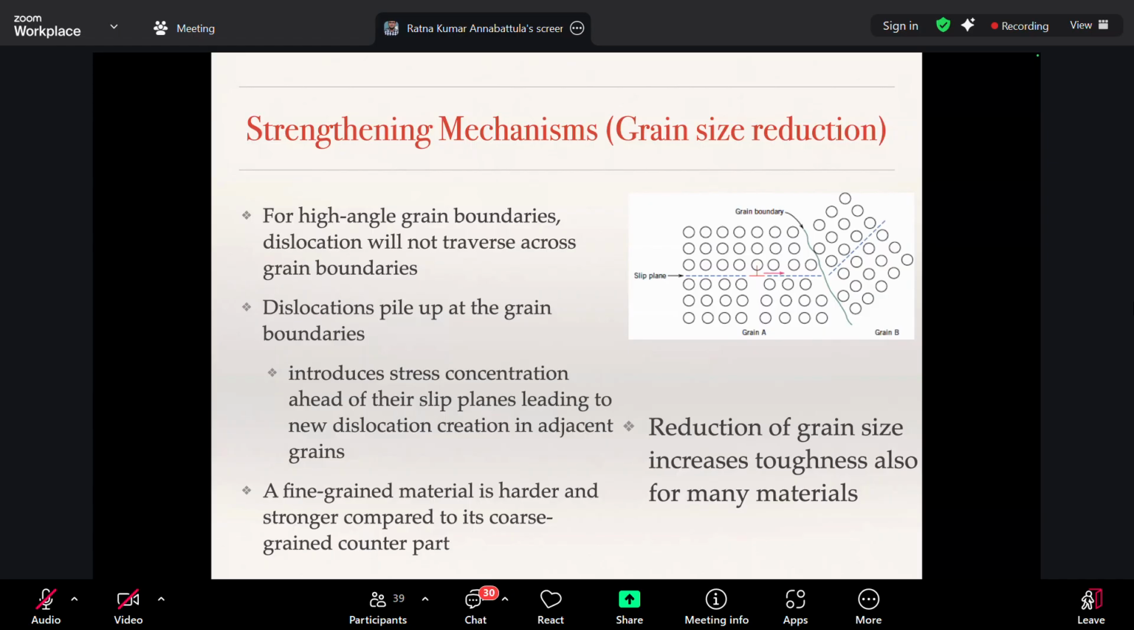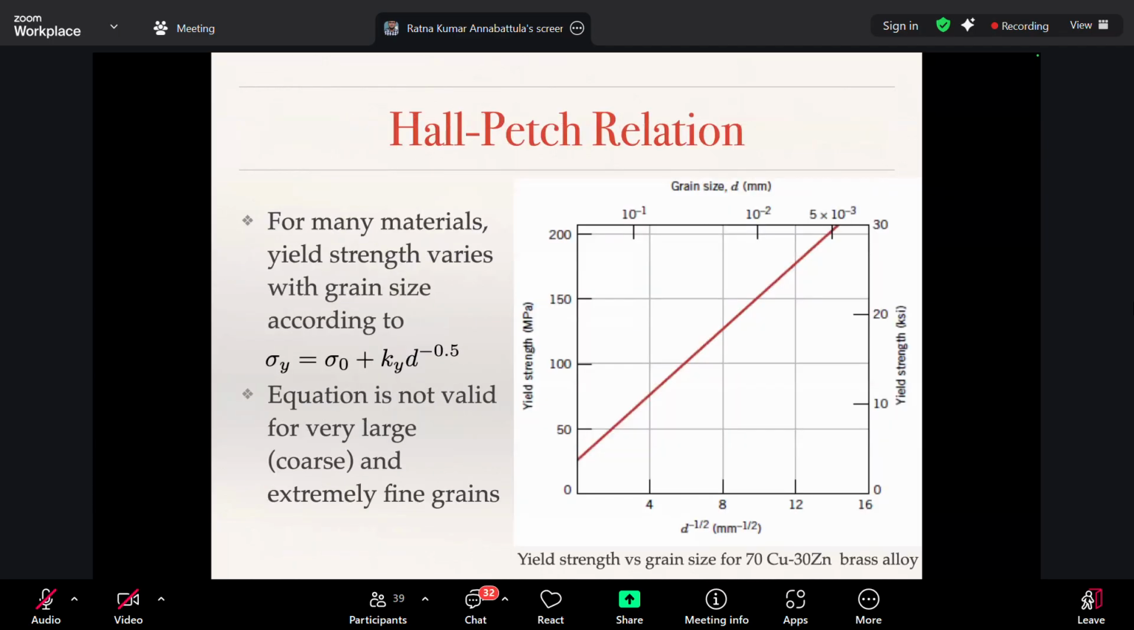And since the grain boundary area is increasing, the material behaves as if it is harder than a coarse grained counterpart, right? So this is a very interesting observation that people have looked at, and then used this concept for nano engineering. Meaning, now I learned that if I reduce the grain size, I can increase the strength of the material, right?